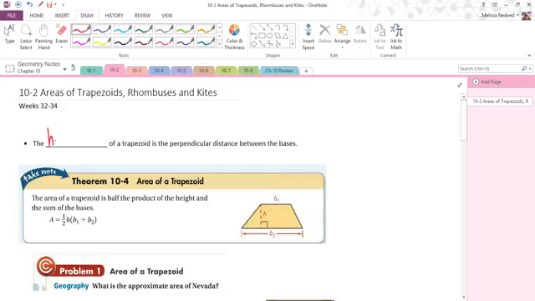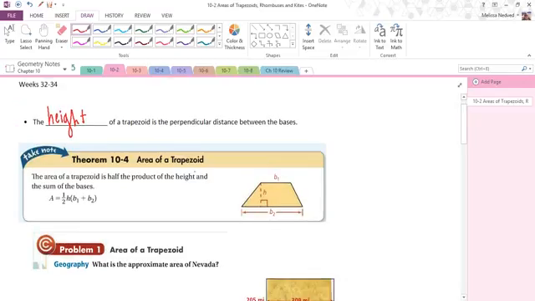So again, we always need to start by defining that word height because it shows up so much in our area formulas. And the height of a trapezoid is the perpendicular distance between the bases. So if you remember back from when we first defined a trapezoid, when we looked at polygons, we said the bases of a trapezoid are the two sides that are parallel. Those will never change. So unlike with a parallelogram and a triangle where we can decide which side we want to call our base, the bases in a trapezoid are always the two parallel sides.